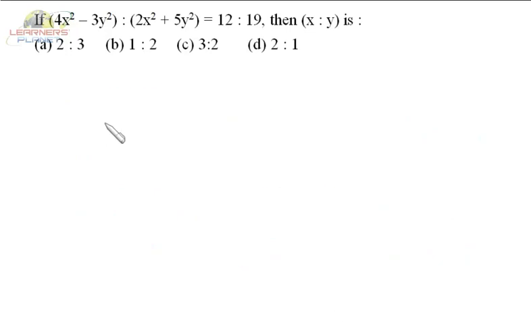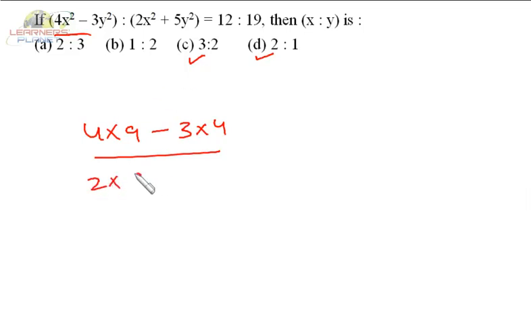Friends, in this case, you can even go by options also. x must be greater than y. Otherwise, 4x square will be less than 3y square and it will generate a negative value, and the denominator is actually positive. So we'll be getting a negative ratio. Okay, so that means we can choose either 3 is to 2 or 2 is to 1. So let's have a try with 3 is to 2. So if x is 3, it's 4 into 9 minus 3 into 2 into 2, 4, divide by 2 into x square will be 9 plus 5 into y square will be 4.